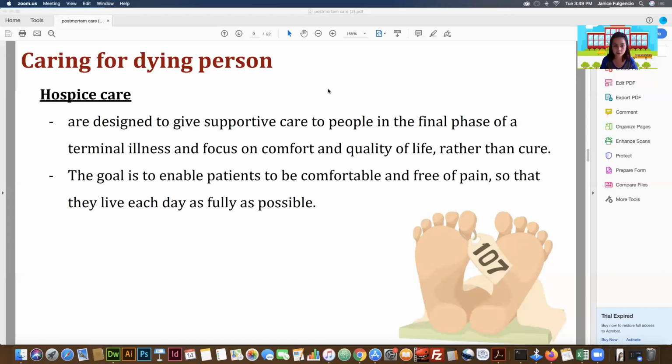So hospice care focuses on comfort and quality of life. So they are making sure that they are decreasing the pain of the patient, that they are providing or promoting comfort for the patient to give a quality of life. Then a goal is to enable persons to be comfortable and free of pain.